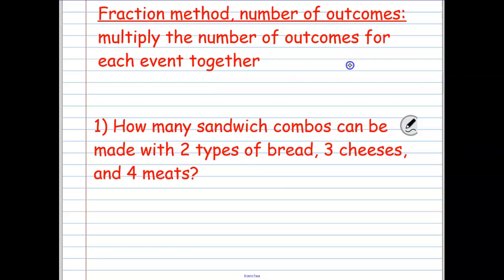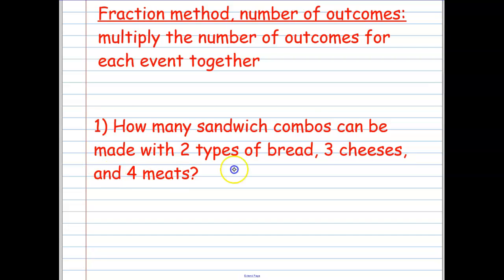So let's add that to your notes. Again, this is not a new entry. This is continuing on yesterday's notes with the table, tree, and list method. So hit pause and add this right underneath where you left off last time. Okay, so we're going to call it the fraction method for number of outcomes, and we're just going to multiply the number of outcomes for each event together.